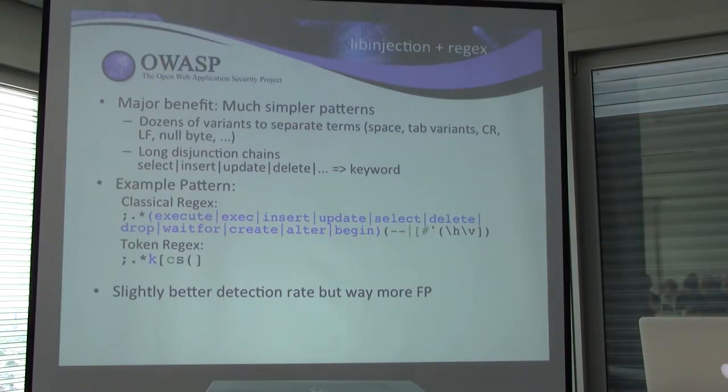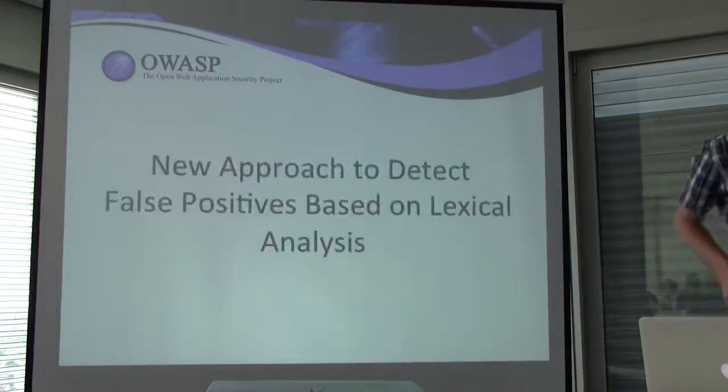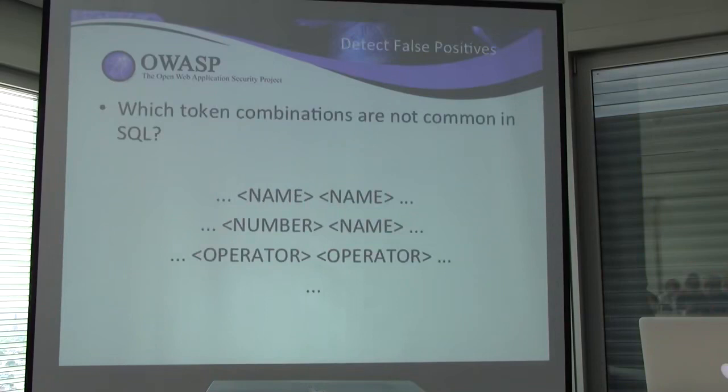We tested this new approach and found that the detection rate was better than our current regular expression, but unfortunately we had more false positives. So we thought, how could we reduce the false positives? And this is now a new approach. We think of which token combinations are not common in SQL. For example, two names consecutively, or a number followed by a name, or two numbers, two operators, sorry. There are a lot more examples.